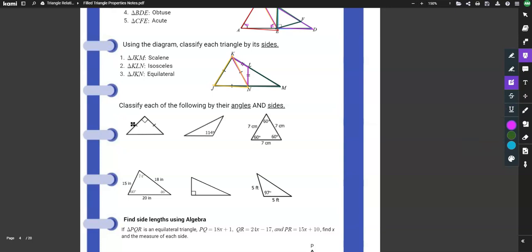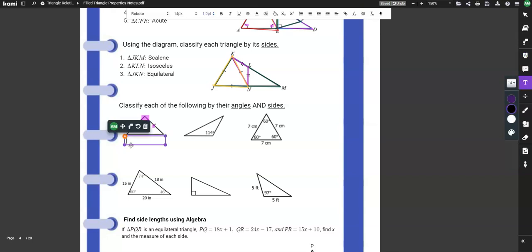So this first example, we have a congruence marking here and a congruence marking here, and we see a right angle marking. So that indicates to me that this is a right isosceles triangle. And it doesn't matter if you say right isosceles or isosceles right, either way is fine.